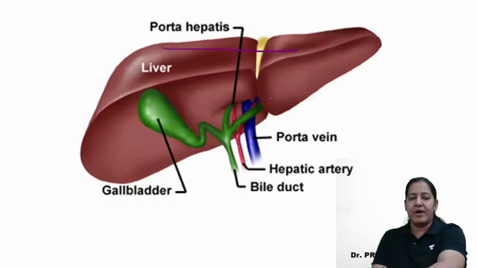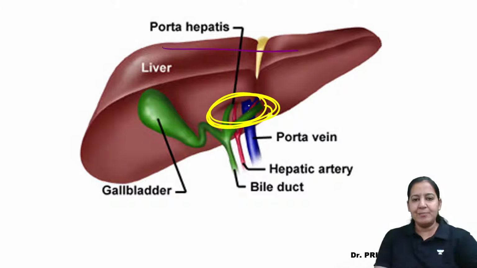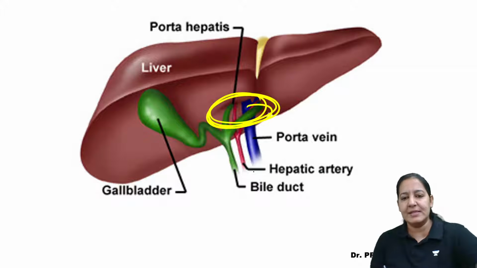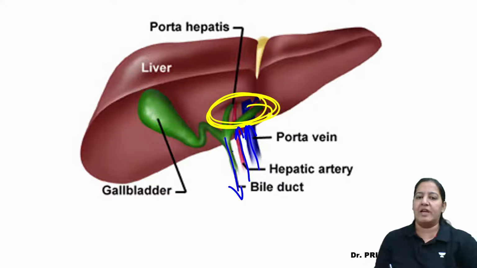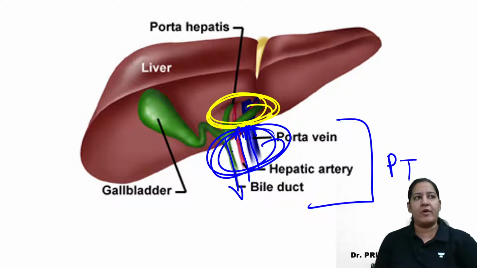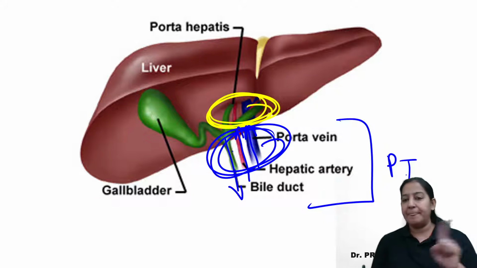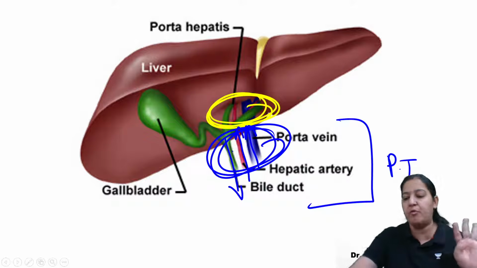What is portal triad? You can understand portal triad in this diagram. You can see this point. At this point, you can notice this is hepatic artery entering the liver. This is portal vein entering the liver. And this is bile duct coming out of the liver. These three always travel together. That's why they constitute portal triad. In the portal triad, there is no hepatic vein. The fourth one, hepatic vein, is not a constituent of portal triad.